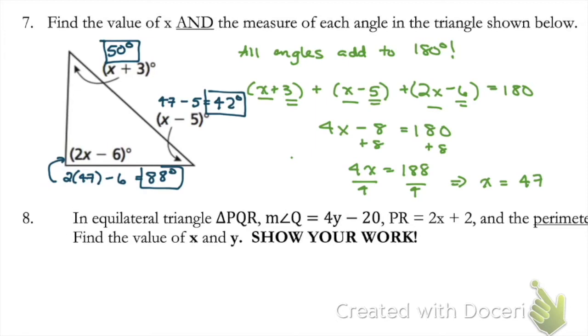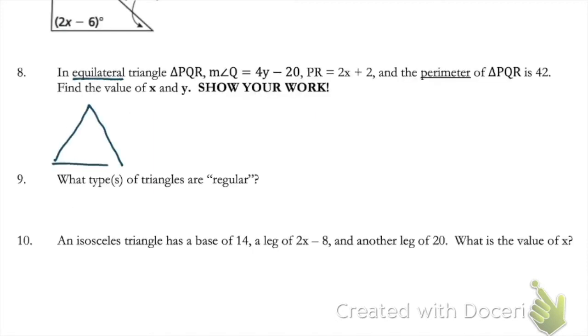Let's go on to number 8 here. In this case, we are given that we have an equilateral triangle PQR. Equilateral here means that all our sides are going to be the same. So I'm going to mark them all congruent and label it PQR. But since this is an equilateral triangle, we also learned that our triangle is also going to be equiangular. So that means all our angles here are also going to be congruent. We're also told that the measure of angle Q is 4y minus 20, and the length of side PR is 2x plus 2. So let's label that in our picture.